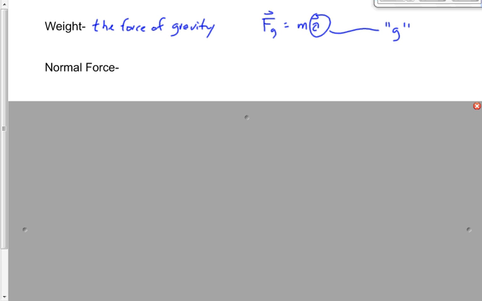New force, normal force. Probably never heard this one before. Well, in physics, normal tends to mean perpendicular. Perpendicular means 90 degrees. So a normal force would be a force that acts at 90 degrees. 90 degrees to what, though? Typically, it's 90 degrees to the ground, 90 degrees to the surface that you're standing on, but not necessarily.